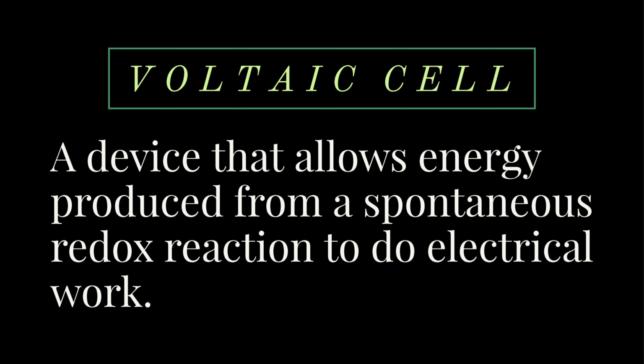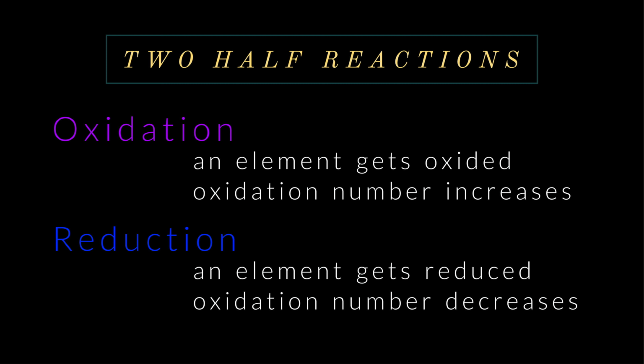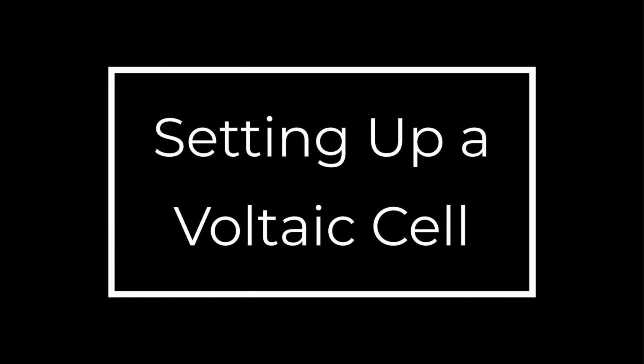A voltaic cell is a device that allows energy released from a spontaneous redox reaction to do electrical work. In a voltaic cell, two half reactions occur spontaneously. They are oxidation and reduction. An element goes through oxidation if its oxidation number increases, and an element goes through reduction if its oxidation number decreases. Now I'm going to talk about how to set up a voltaic cell.